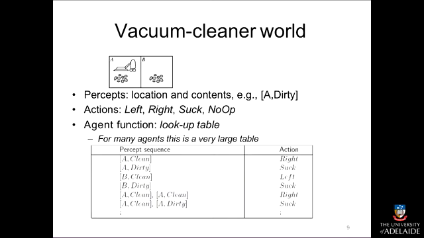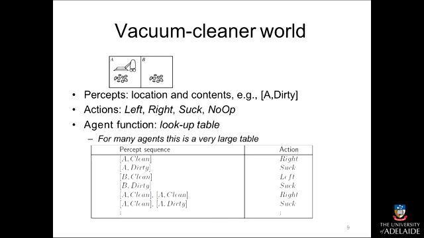And let's suppose that the environment consists of just two locations, A and B, and that the agent has two percepts. It's able to perceive where it is. Is it in room A or is it in room B? And it can perceive whether the environment is dirty in each of those locations. So it's got these two percepts at any one time. So this particular one is A and dirty, it would perceive.